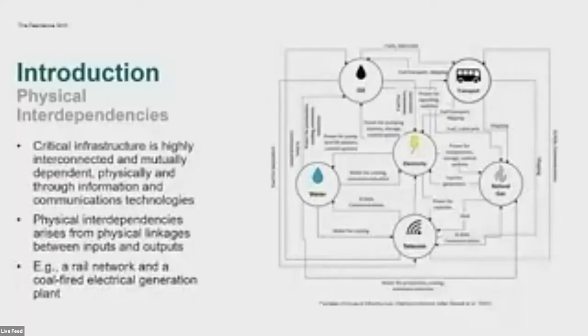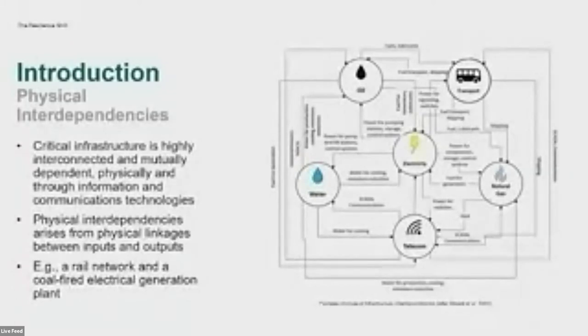So all critical infrastructure across energy, water, transport, and communication services is highly connected. Interdependencies between services dictate the complexity of the system. The more connections that exist, the more complex a system is, and therefore the more vulnerable a system can be to externalities, shocks, and stresses. Physical interdependencies arise from physical linkages between the inputs and outputs, and we heard about some of those from Emma earlier on.